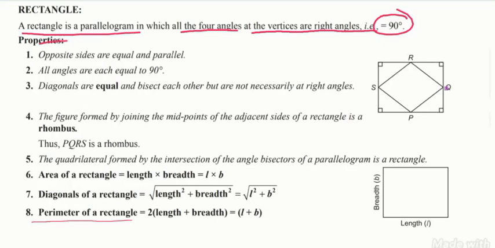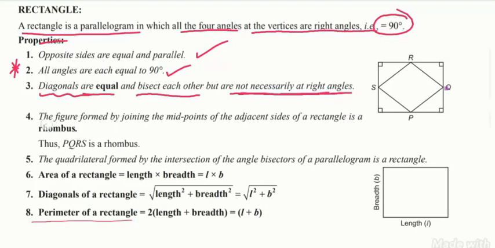So what are the properties? Opposite sides are equal and parallel. Same property we have for a parallelogram. We'll continue. Next, angles are equal to 90 degrees. Each angle is equal to 90. Yes, very important points. Please note down. Next, diagonals are equal. This is also an important point. But in a parallelogram, diagonals are not equal. In a rectangle, diagonals are equal. They bisect each other, but they do not make 90 degrees, meaning they are not at right angles.